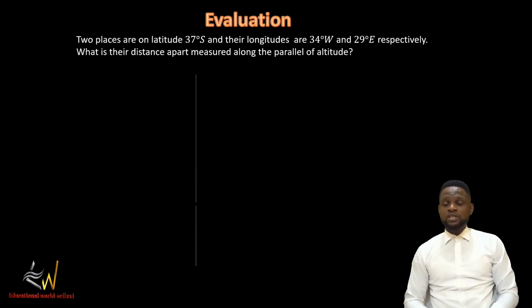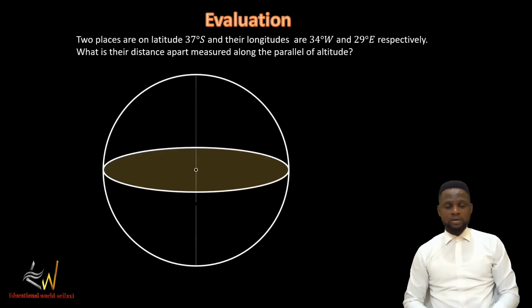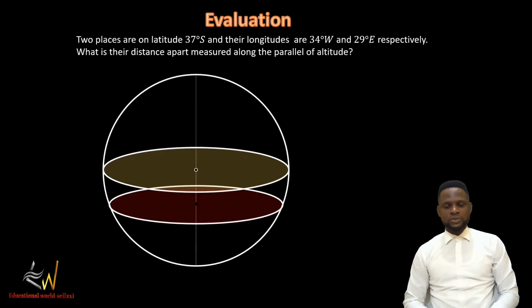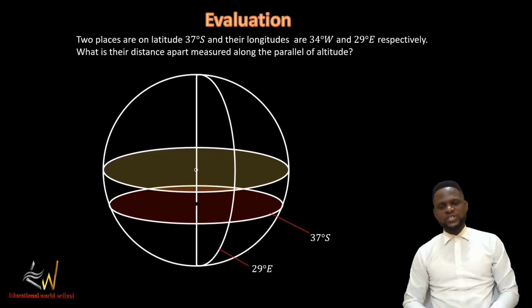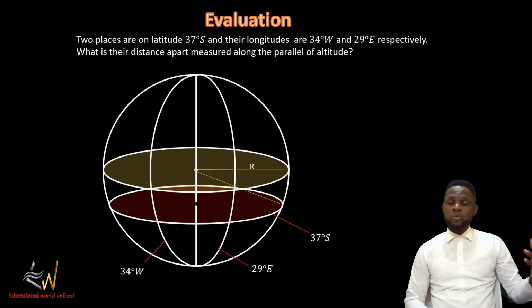Now in this case, the two positions are on the same latitude but have different longitudes. So let's go ahead and see the solution to this problem, and you compare it with your own answer once you are done. So that's the globe, that's the equator. That's the latitude 37 degrees south, and we have the first longitude 29 degrees east, and the other longitude, which is 34 degrees west.